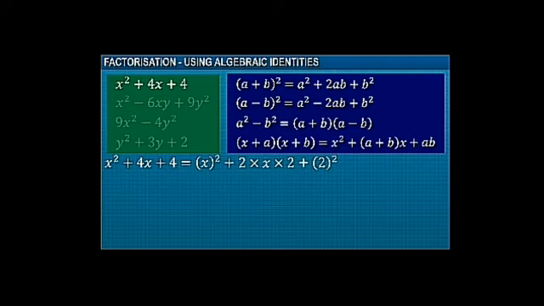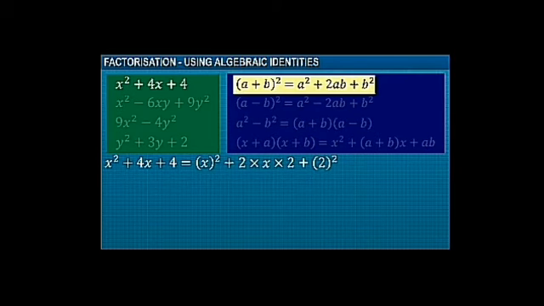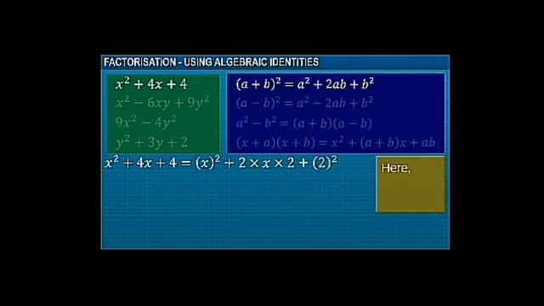First, x square plus 4x plus 4. We can see that x square and 4 are perfect squares, where x square can be written as x whole square and 4 can be written as 2 whole square. So the value of a is x and the value of b is 2. Let us verify the middle term, which is 2ab. 2 into x into 2 gives you 4x.